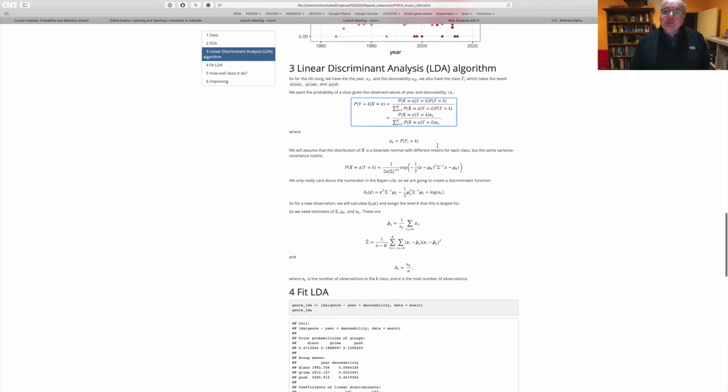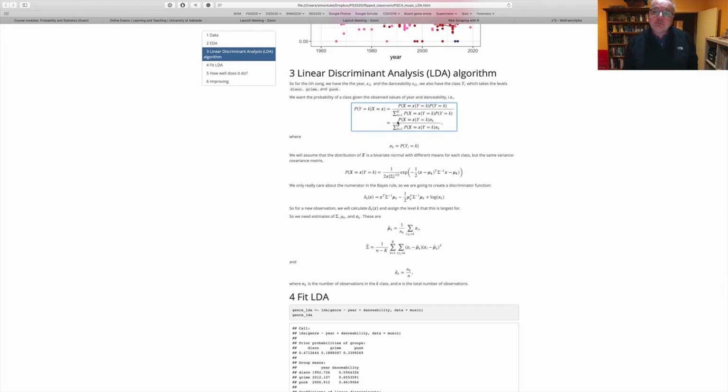If you think about it, we just want to work out this probability. But what you could do is just work out the top bit for each class and then assign the class for that individual prediction based on the highest value, because that would be the one that gives you the largest probability. So that's what we're doing. We're going to make what we call a discriminant function. We're going to calculate this top bit here.